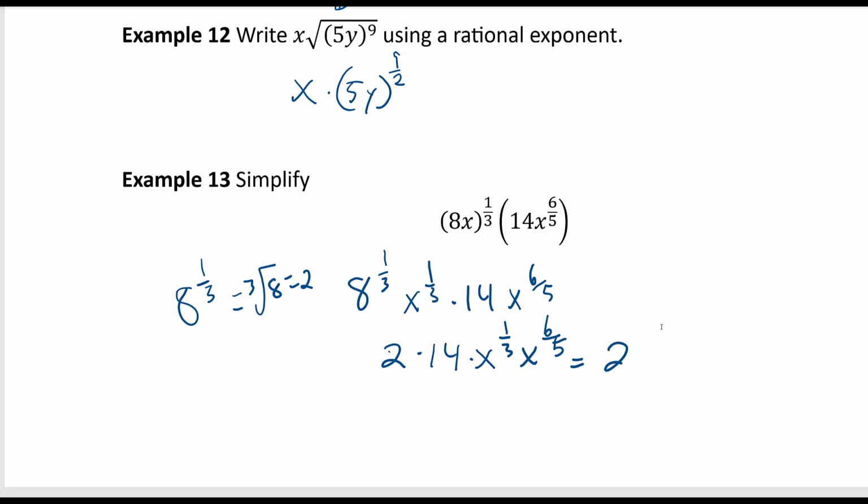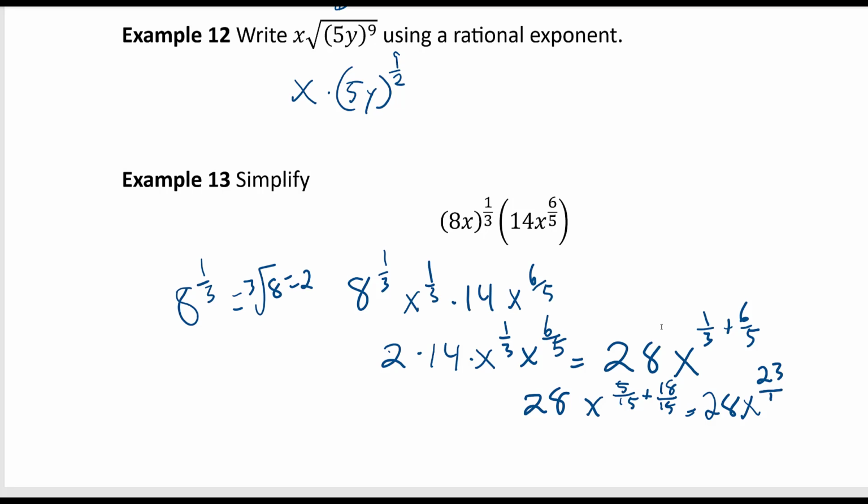2 times 14 is 28, x to the, then we're going to add 1/3 plus 6/5. They have the same base, so we can add the powers. So 28 x to the, it looks like 15 is a common denominator. So that's going to be 5/15 plus 18/15. So it's 28 x to the 23/15. And I guess I'll leave it like that. Okay, hope that makes sense.